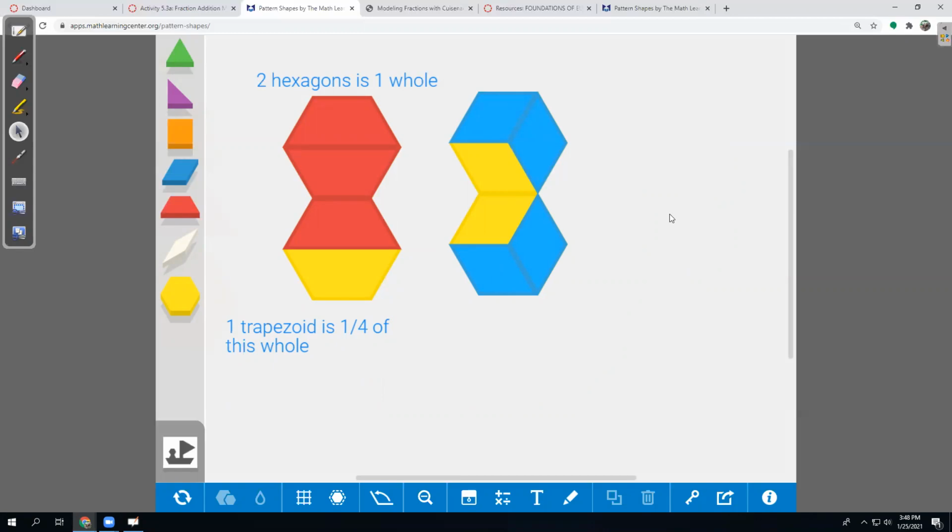It's called a chevron. So that shape right there is called a chevron. And in the whole, that's 2 hexagons, I see 1, 2, 3 chevrons, right? So again, there's 1 chevron there, there's another chevron here, and there's a 3rd chevron here, and they're all the same shape. So 1 chevron is a 1/3 of the whole.